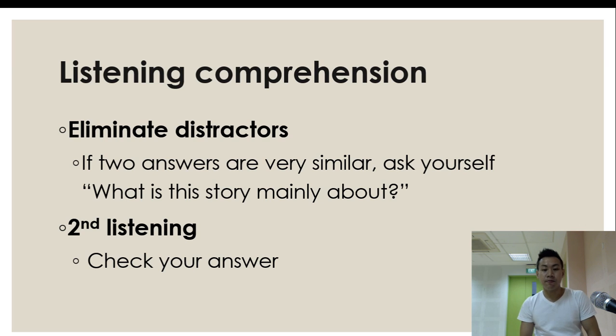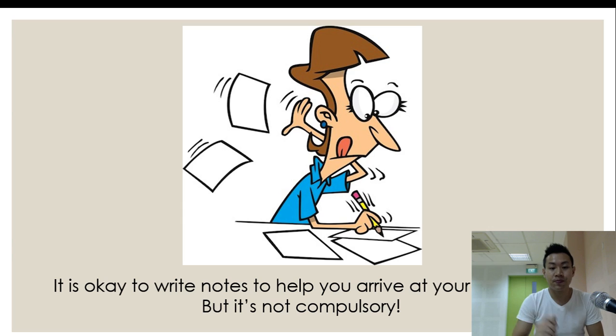For listening comprehension, the last part, the fourth section, same thing as for most MCQ questions, eliminate the distractors. If two answers are very similar, ask yourself, what is this story about, or what is this question actually asking for? Make sure that you read through every single option given to you, and the second time when the passage is read out again, check through your answers one last time.